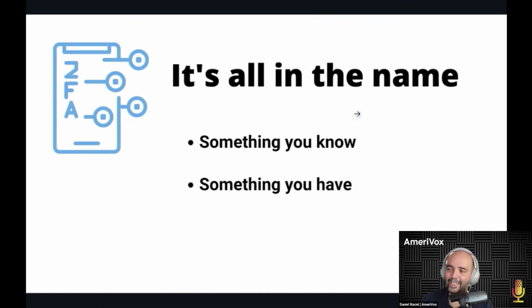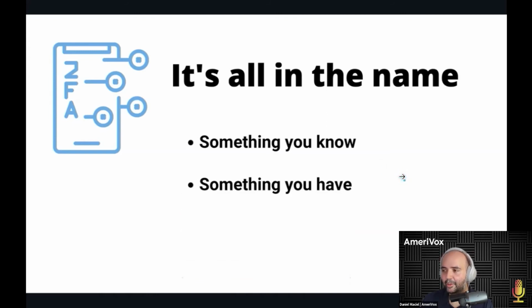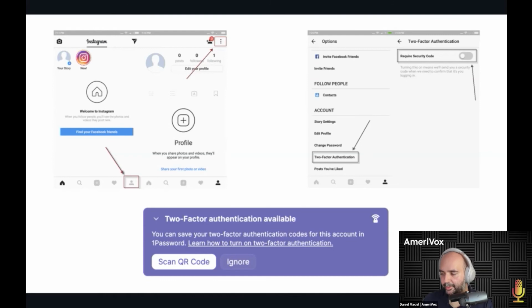And the two factors are always going to be something that you know, usually your password, and something that you have, like a device, or a code, or a fingerprint, or a text message because you have a phone line. So it's always something that you know and something that you have. So you use both things at the same time to authenticate. And there are three common forms of it.